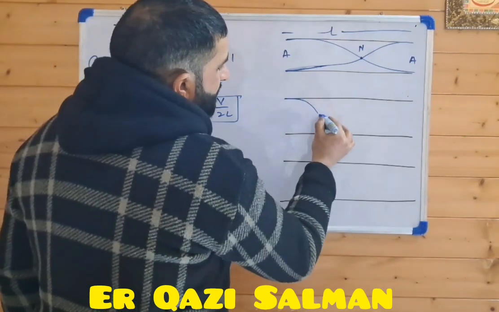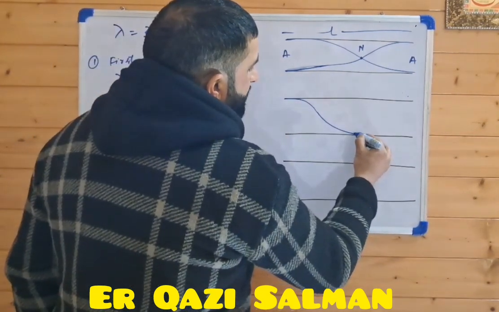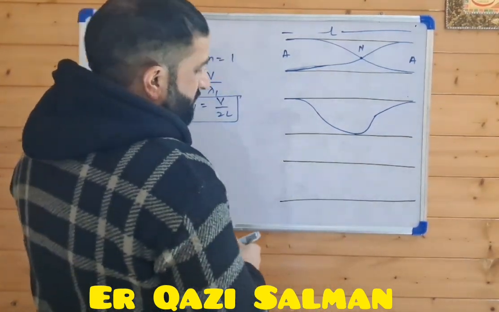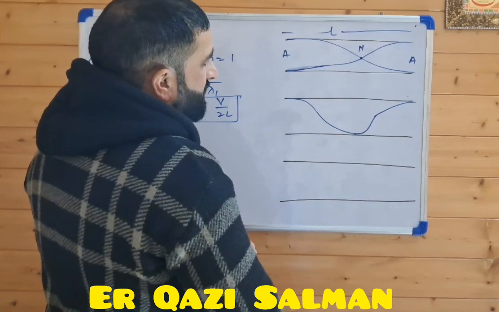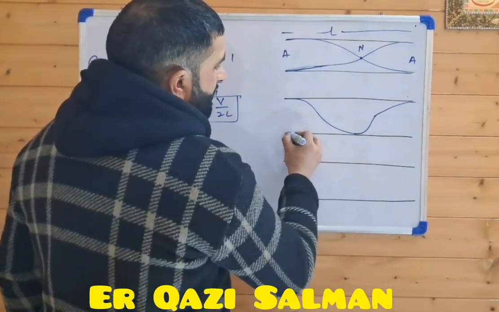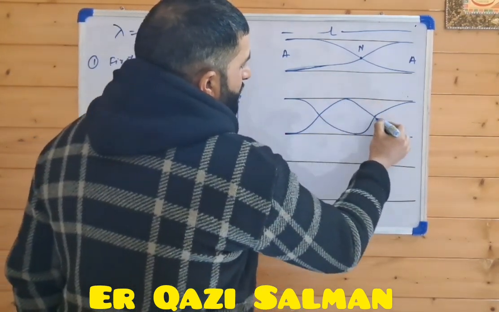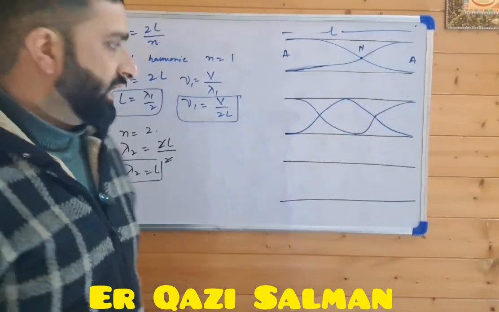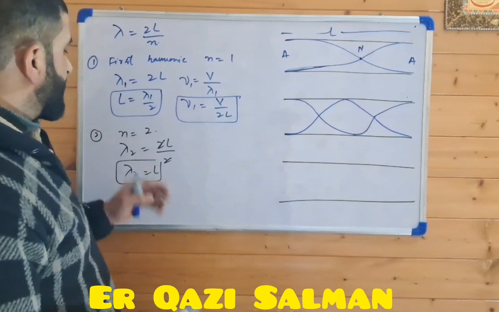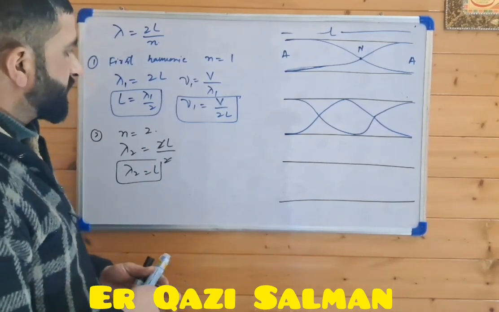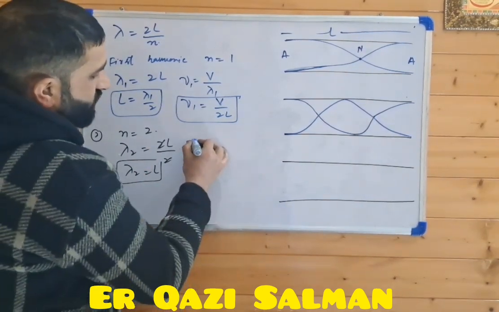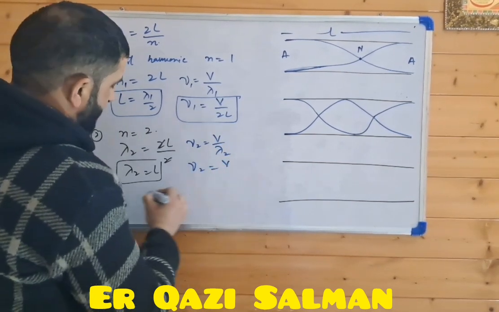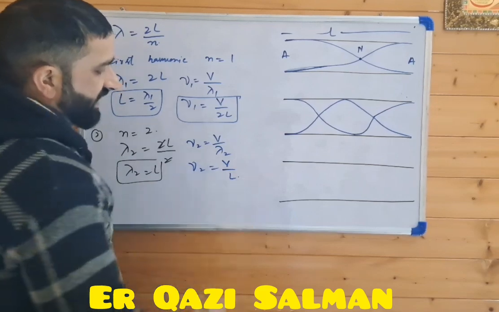This is a quarter wavelength, this is a quarter wavelength, this is a quarter wavelength, this is a quarter wavelength. So we are having a full wavelength. Similarly, from here, this is a full wavelength in the length L. The frequency of the second harmonic or the first overtone will be equal to nu2, that will be equal to V divided by lambda 2. So nu2 is equal to V divided by lambda 2, which is L.